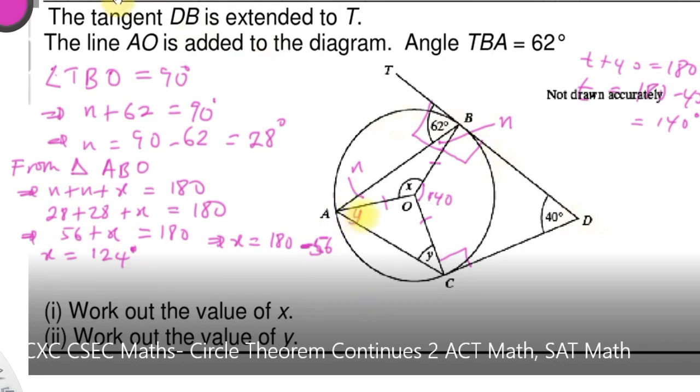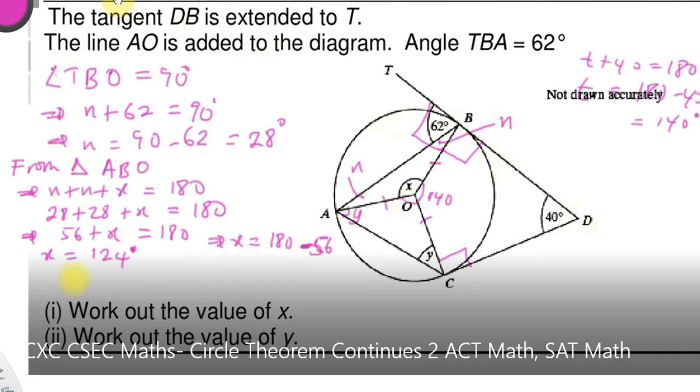But this triangle AOC is an isosceles triangle, therefore the base angles are also equal. So we know this side, we know this side, and we know that the angles around a point give us 360 degrees. So we can find this angle, and if we find it, we can easily find Y.